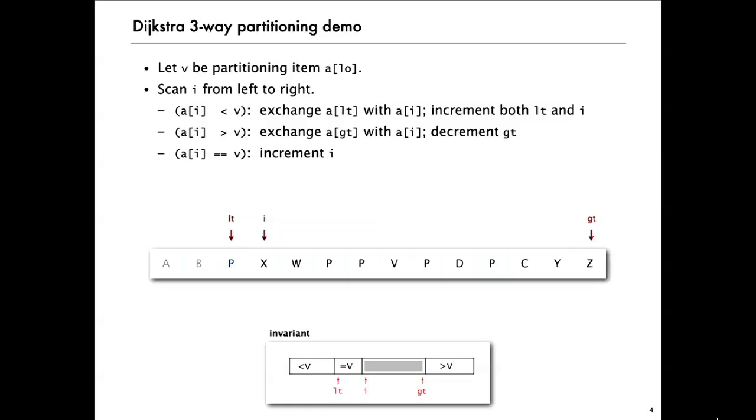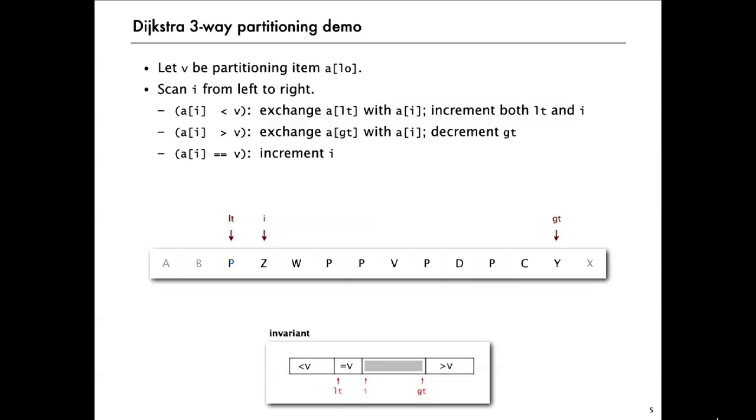In that case, we exchange the one over at the right with I and decrement GT. So now we have one over to the right that we know is greater than the partitioning element. Notice that we didn't increment I, because that element Z that was over on the right really hasn't been compared with the partitioning element yet. But we did decrement GT, so we made progress.